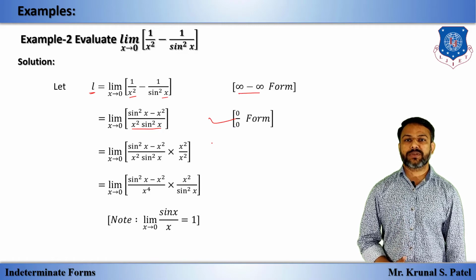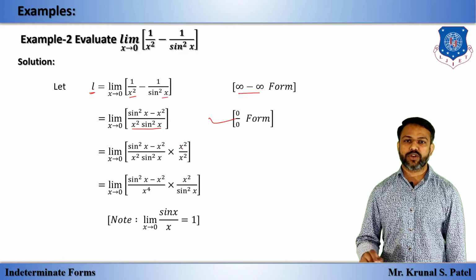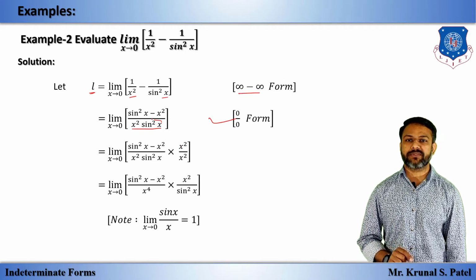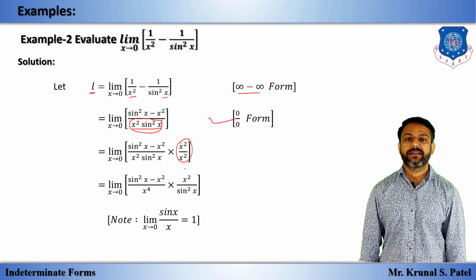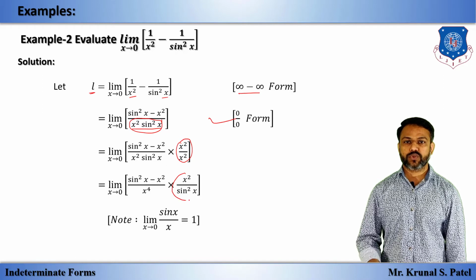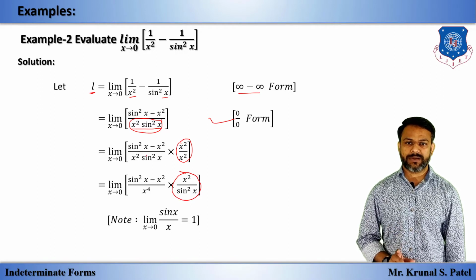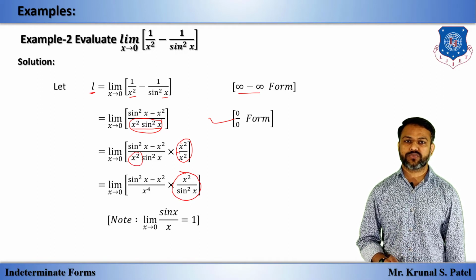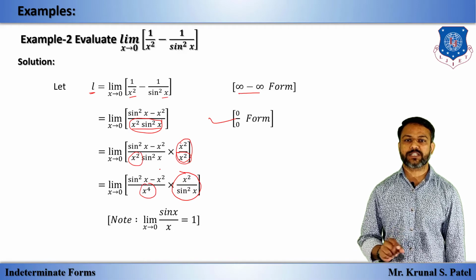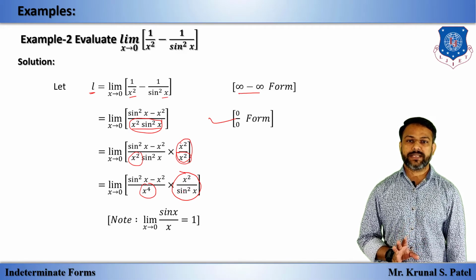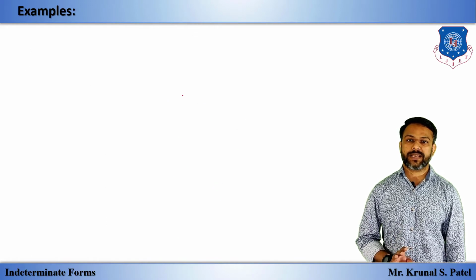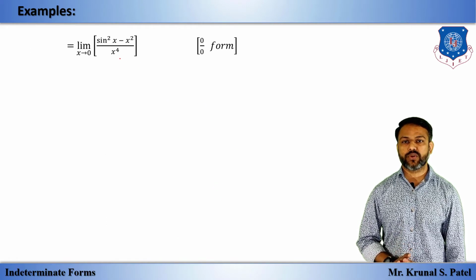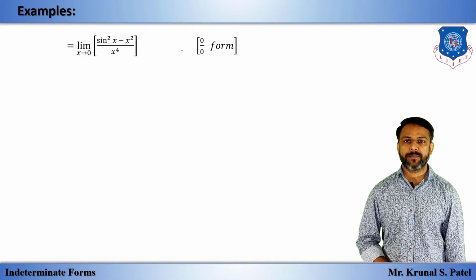Before applying L'Hopital rule, here you can see in the denominator, if we multiply and divide by x square, we have the standard limit. So we will multiply and divide this term by x square. So we have this form: x square into sine square x over x to the 4, and this x square into sine square x becomes 1. Okay, so we have the remaining part, limit x tends to 0, sine square x minus x square upon x to the 4, which is 0 by 0 form.